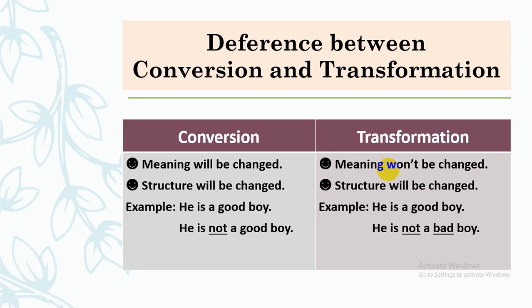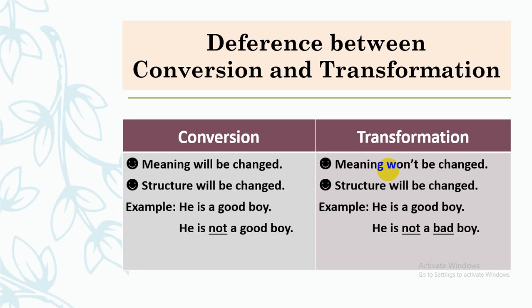For example, he is a good boy. That means সে ভালো ছেলে. But when we change it or convert it to negative, he is not a good boy. That means সে একজন ভালো ছেলে না. That means সে খারাপ ছেলে. So the meaning has been changed also. So to sum up, what is conversion? When a sentence is changed in both meaning and structure, that is called conversion.